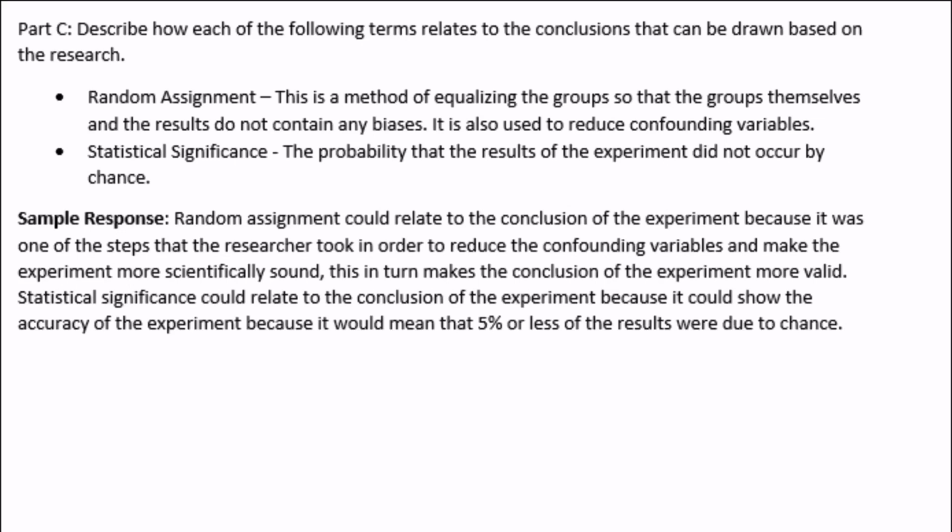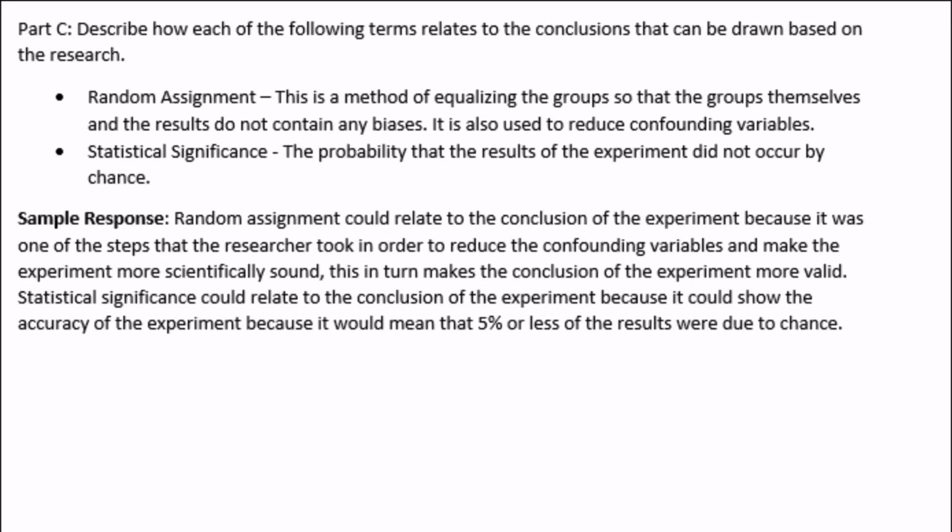Random assignment. This is a method of equalizing the groups so that the groups themselves and the results do not contain any biases. It is also used to reduce the confounding variables. This relates to the results of the experiment because it is able to show the validity of the study. Statistical significance. This is the probability that the results of the experiment did not occur by chance. This relates to the conclusion of the experiment because it is able to show a high amount of accuracy for the results.